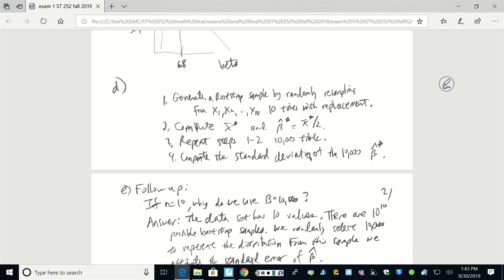Compute x bar star, and then the MLE. Take x bar star divided by 2, and that's a new beta hat. And repeat those two steps a bunch of times, and compute the standard deviation of those beta hat stars. It's fairly general, but it's also specific in mentioning the 10 times for this problem, and this is our estimator we're going to compute. So if you just say describe the bootstrap procedure, all we would have to do is write out the steps. We don't really have a way to do computing things like that.